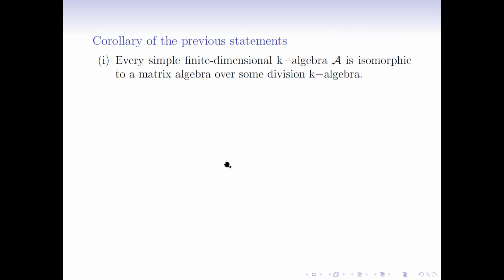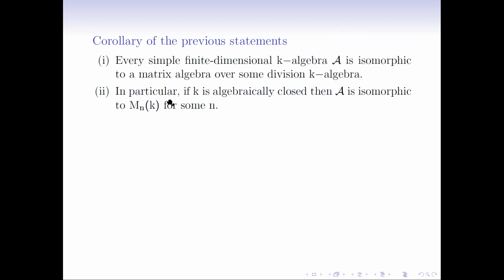So the corollary of the previous statements: every simple finite-dimensional K-algebra is isomorphic to a matrix algebra over some division K-algebra. In particular, if K is algebraically closed, then A is isomorphic to the algebra of n by n matrices for some n, whose entries belong to K.